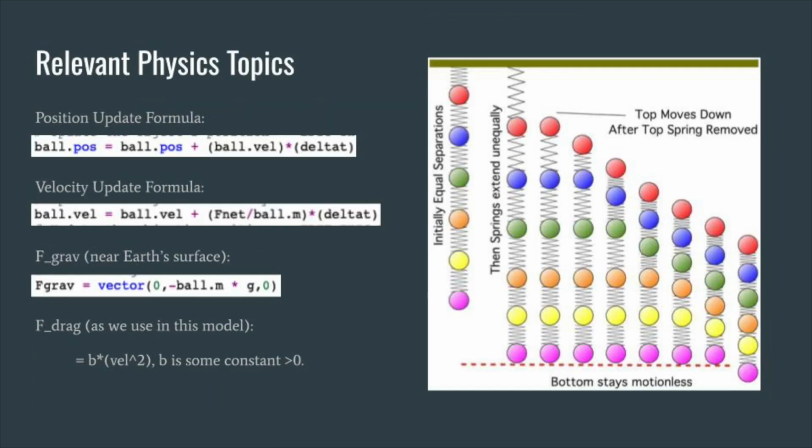Some relevant physics principles in this lab include the position and velocity update formulas shown on the left, as well as the general force of gravity. Force of drag in this model is modeled as b, some constant, times the velocity squared. On the right, you see a general model of how the experiment should go with the slinky.